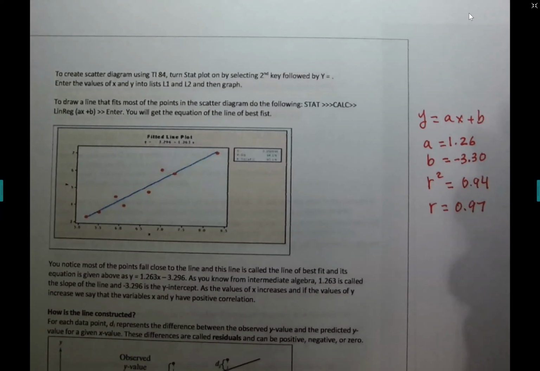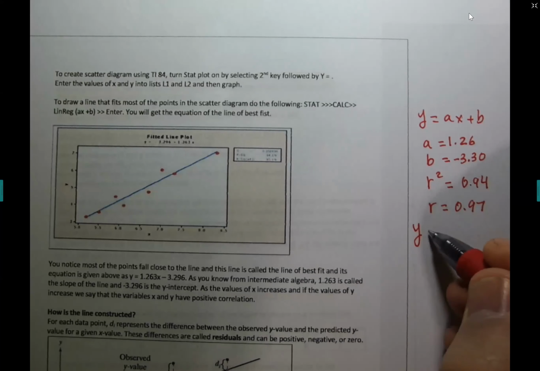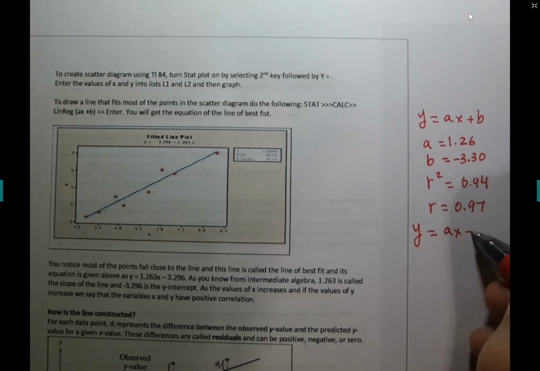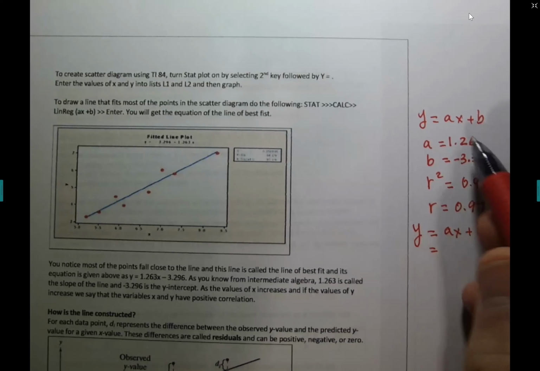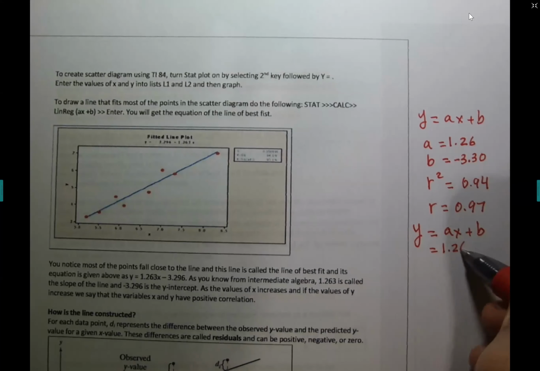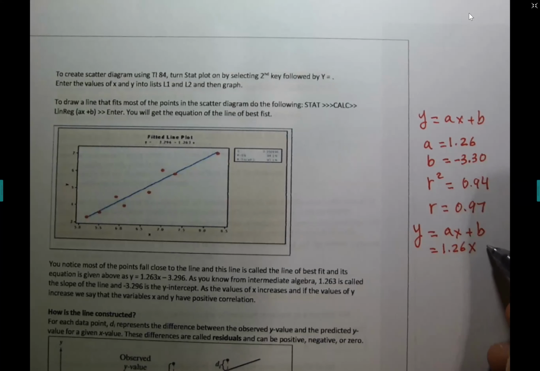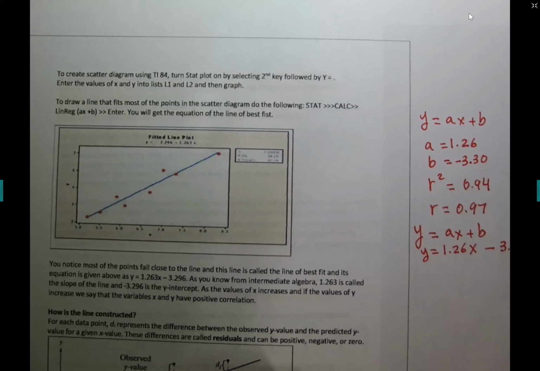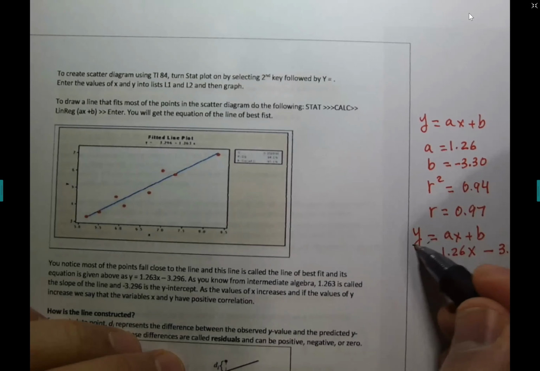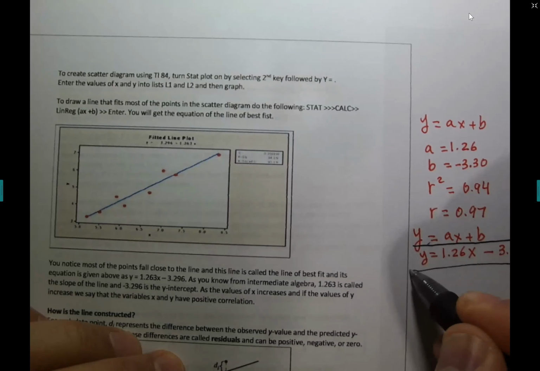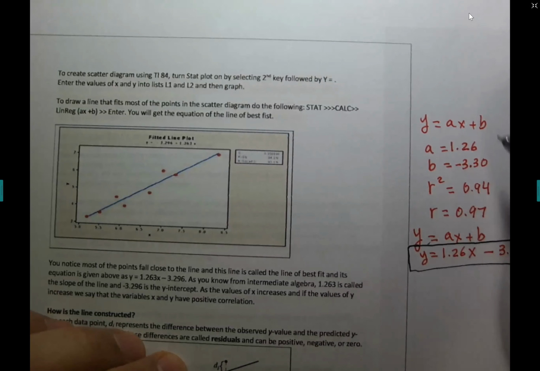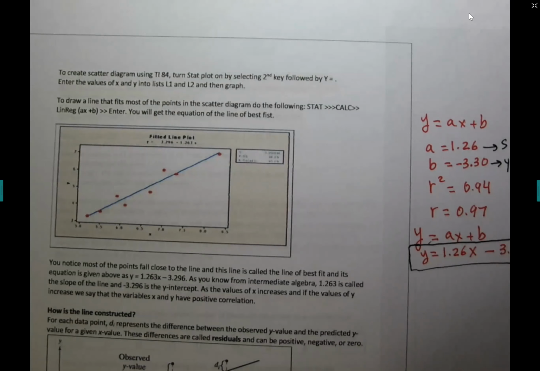Okay, so what would be the equation of the line, guys? Let's write it down. ax plus b. Plug in a by its value, which is 1.26. Plus b, which is what? Minus 3.30. And this is the equation. So if you are asked to find the equation of the line, guys, here it is. a is the slope. And this is the y-intercept. All right.